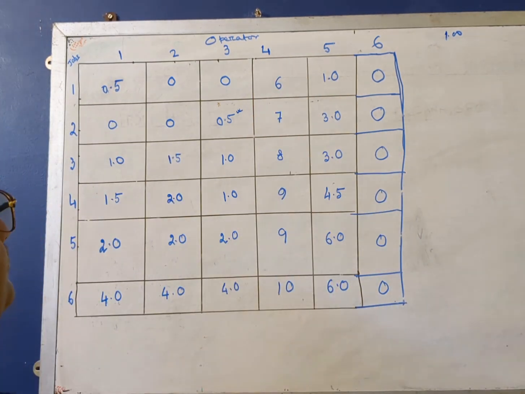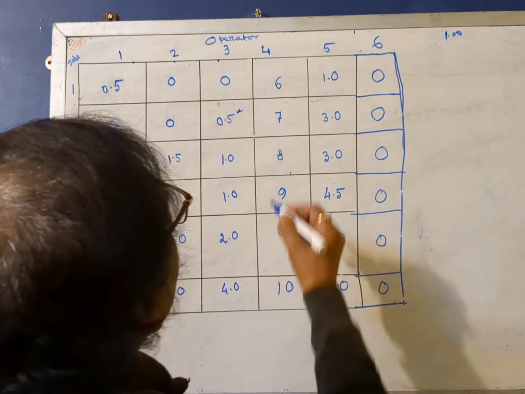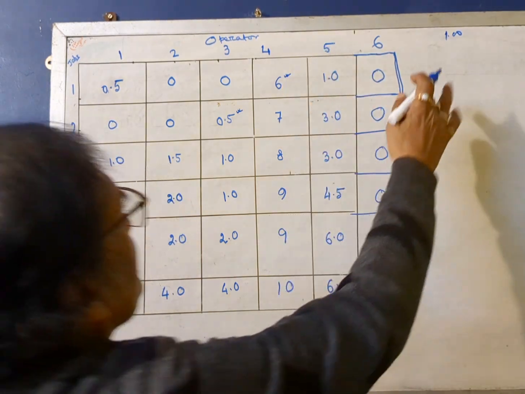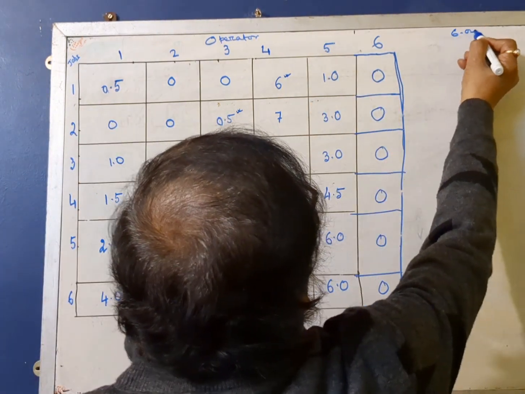Now, fourth column. What is the minimum element? In this case, the minimum element is 6.